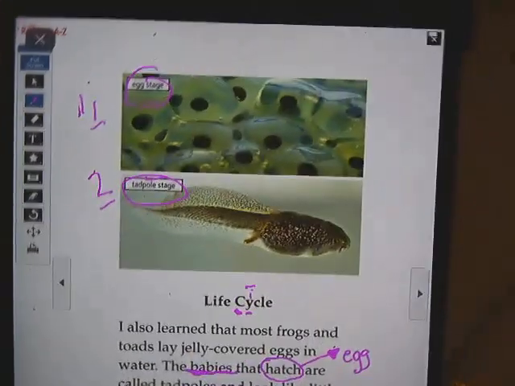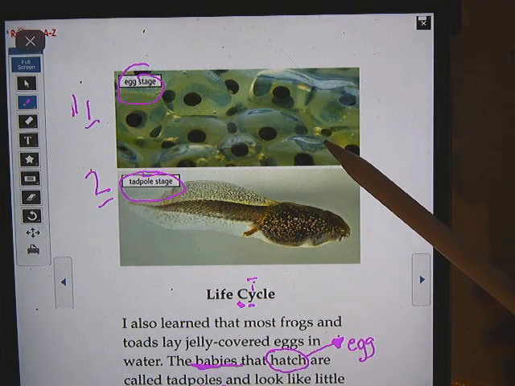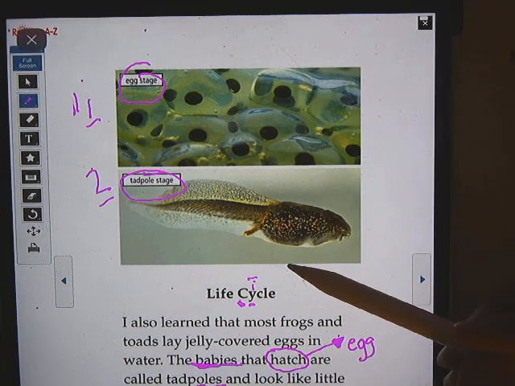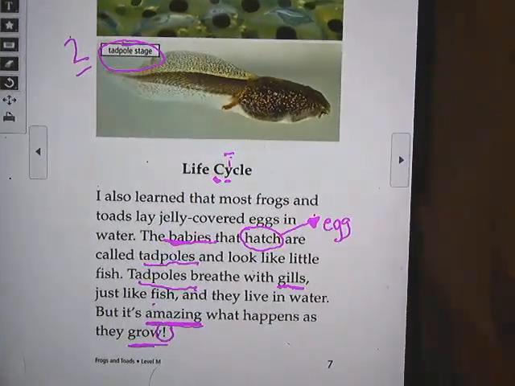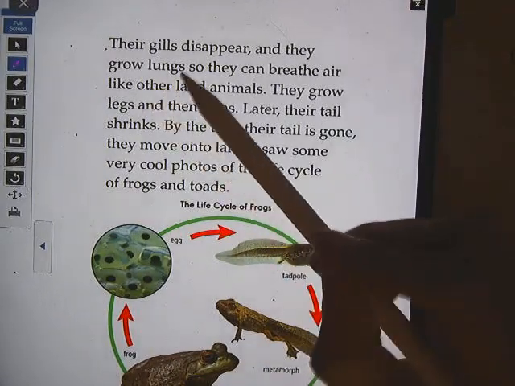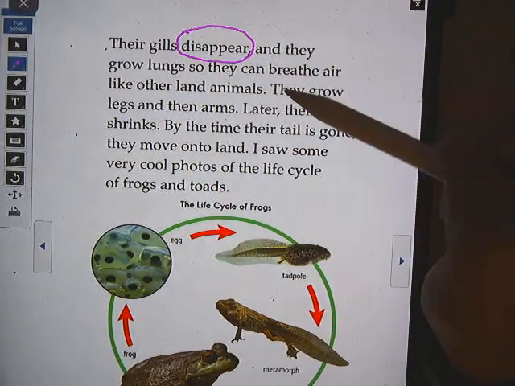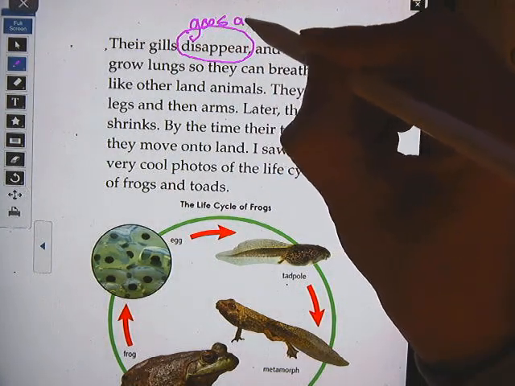So they start off with what? They start off with jelly-covered eggs in the water. When they hatch, they look more like a fish. And they breathe through what? That's right, gills, just like fish. Let's find out what happens next. Their gills disappear. When something disappears, it goes away.